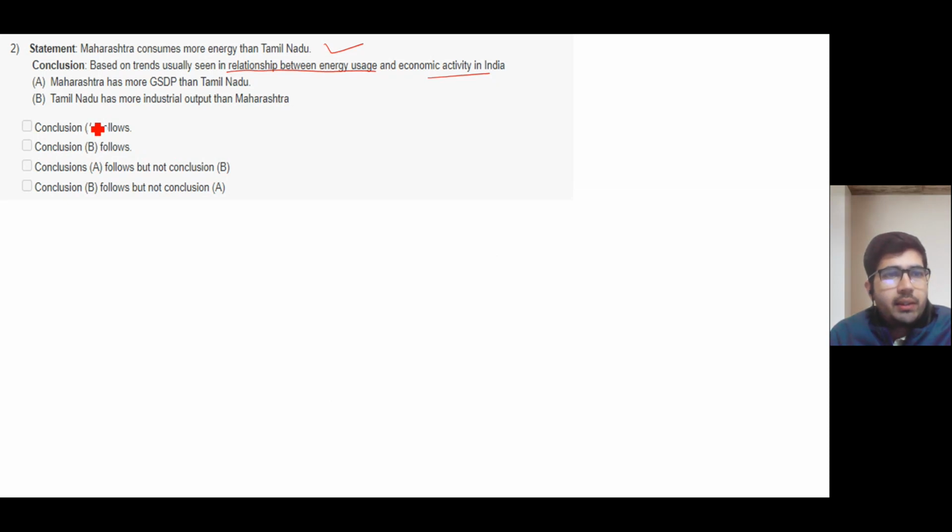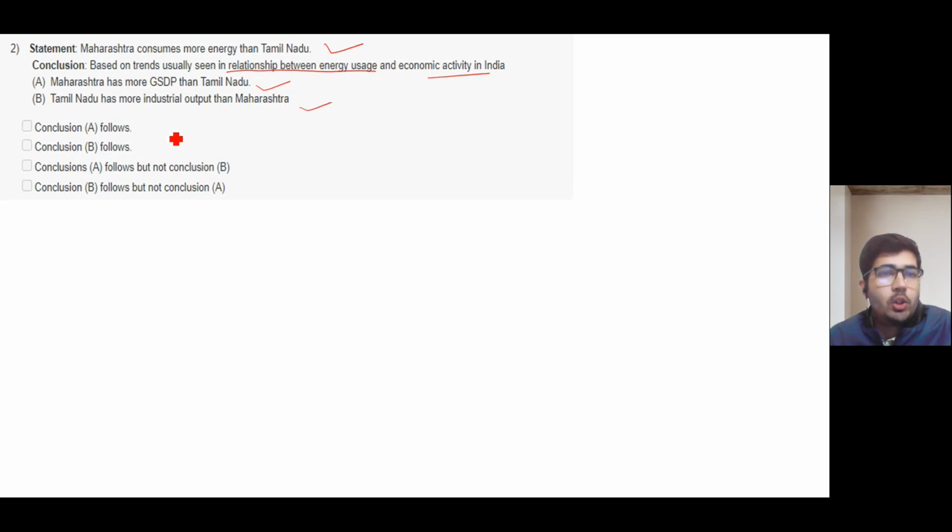So basically the statement is Maharashtra consumes more energy than Tamil Nadu. The conclusion is based on trends usually seen in the relationship between energy use and economic activity in India. A is Maharashtra has more GSDP than Tamil Nadu, and B is Tamil Nadu has more industrial output than Maharashtra. Okay, so we have to say which conclusions are correct.